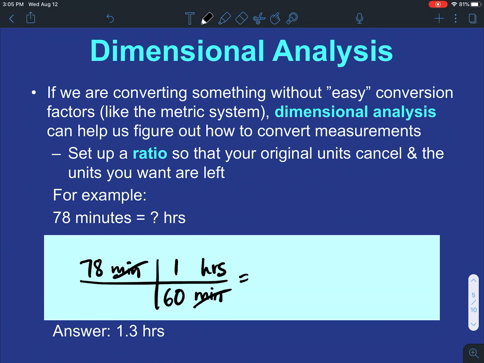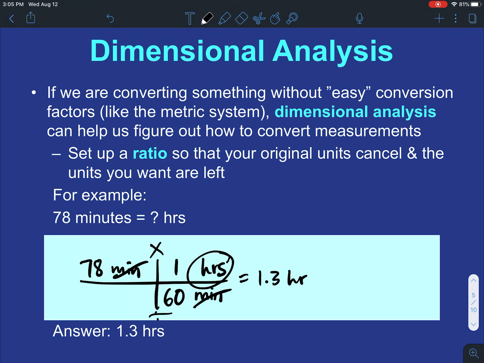I'm going to make sure that I'm left with the unit that I did want, and I'm in good shape here. So now I multiply across, I divide by what's on the bottom, and I see that 78 times 1 divided by 60 is 1.3 hours. Okay, so that's all dimensional analysis is.